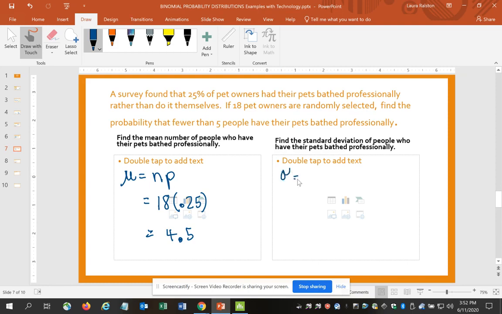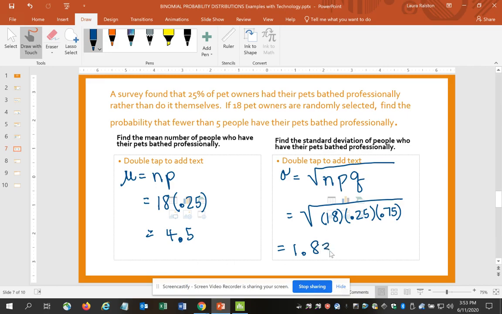The standard deviation, remember, is the square root of n times p times q. So I would have the square root of our sample size, which is 18. Probability of success is 25%. Probability of failure we determined to be 75%. So when we do those calculations, we get 1.8377117307. Again, rounded, probably going to be 1.84.